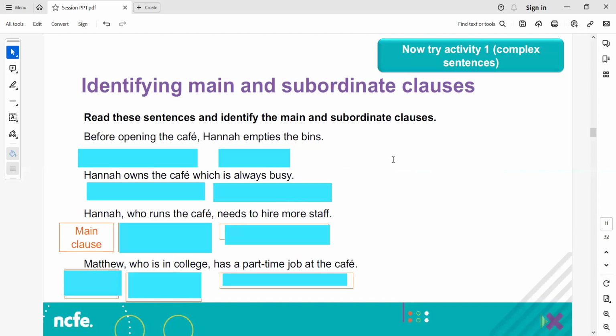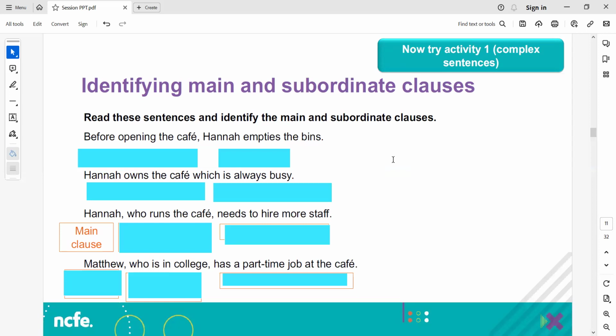So we're going to read these sentences and identify the main and subordinate clauses. The first example: before opening the cafe, Hannah empties the bins. Remember, the main clause makes sense on its own. The subordinate clause needs the rest of the sentence to make sense. It does not make sense on its own. So before opening the cafe, is that the main clause or the subordinate clause? Subordinate. Excellent.